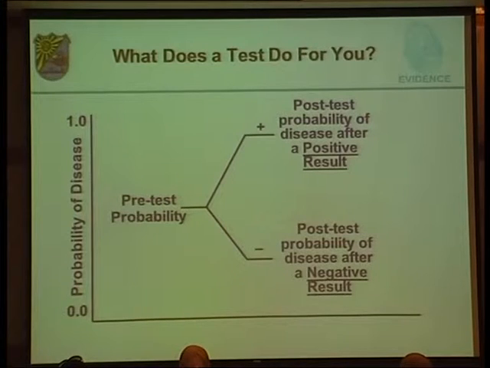What is this post-test probability of disease after a negative result? It's 1 minus negative predictive value. So now what we're doing is we're using these positive and negative predictive values in the schematic to help you see what's actually happening. Okay?